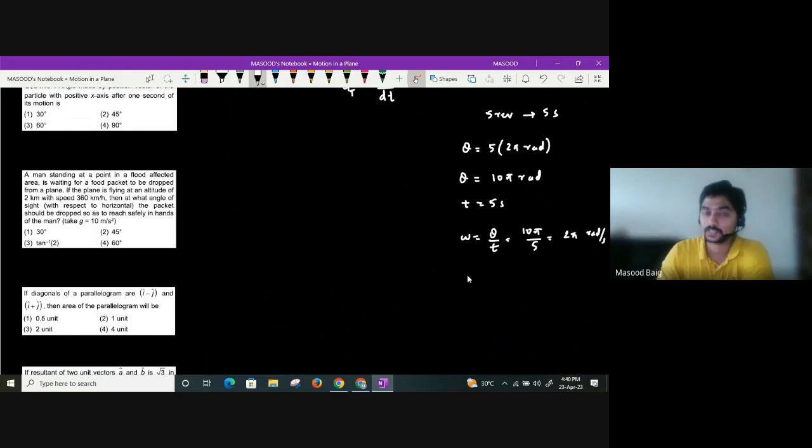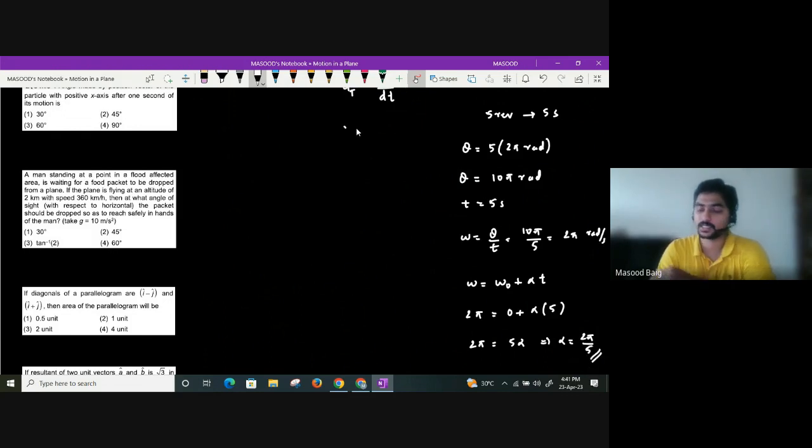Now you can apply it is uniformly increasing. So I can apply this, guys. Omega will be equal to omega naught plus alpha into t. So what is omega naught? It is starting from rest. Omega naught value will be 0. Alpha I don't know. In how much time it is becoming? 5 seconds. So we can also write 2 pi will be equal to 5 alpha, which implies alpha value will be 2 pi by 5 radian per second square.